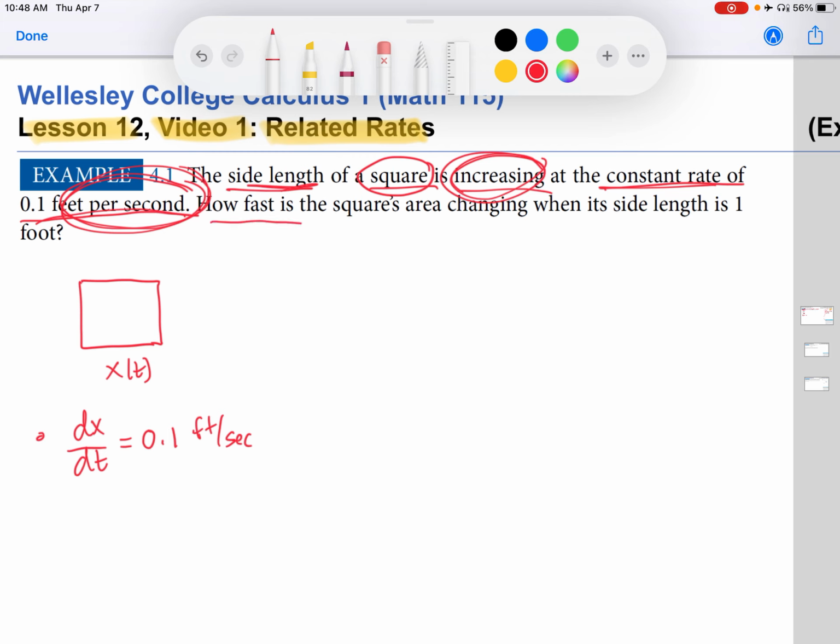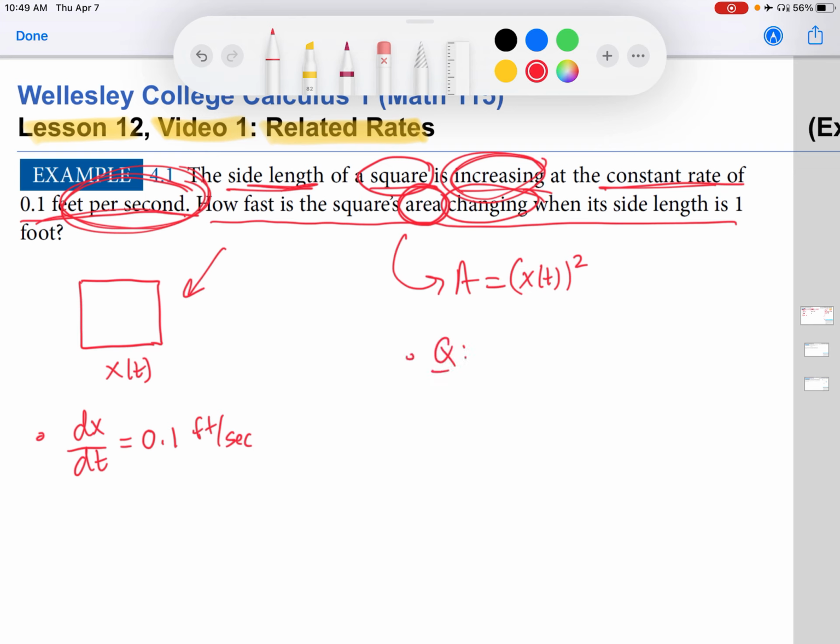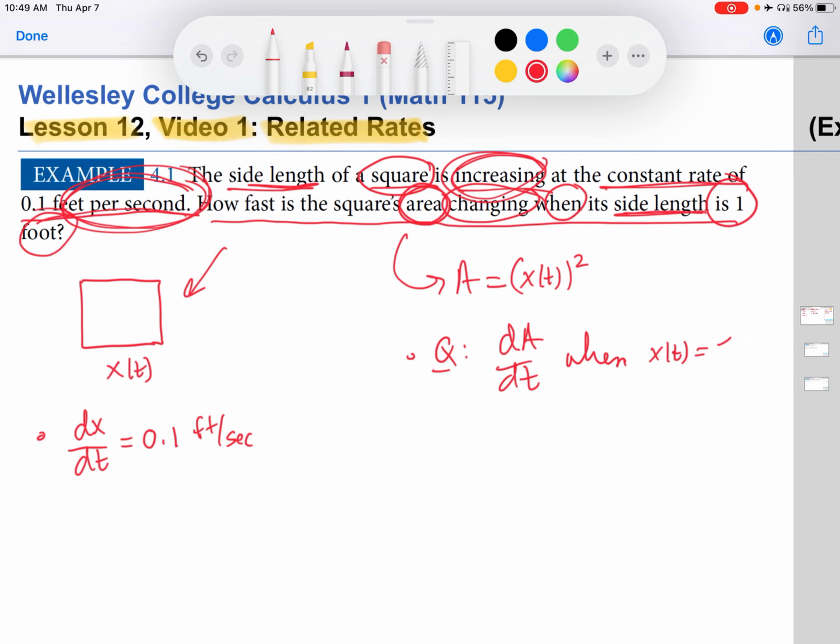And then, how fast is the square's area changing? So we're talking here about how fast the area is changing, and I'm going to need a formula for that. I have a square, so the area of a square is the side length squared. That's my formula. How fast is it changing? So the question here is about dA/dt. How fast is it changing when its side length, which we called x of t, is 1 foot? Okay. So at this point, I have mathematized the entire problem.